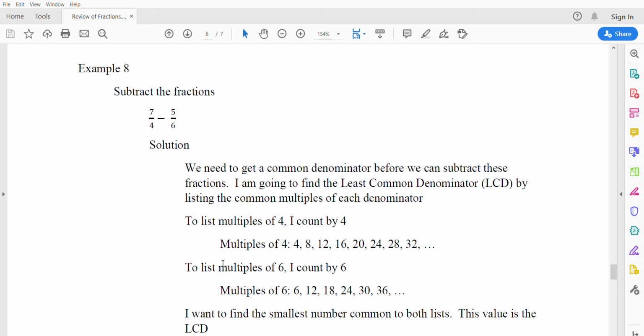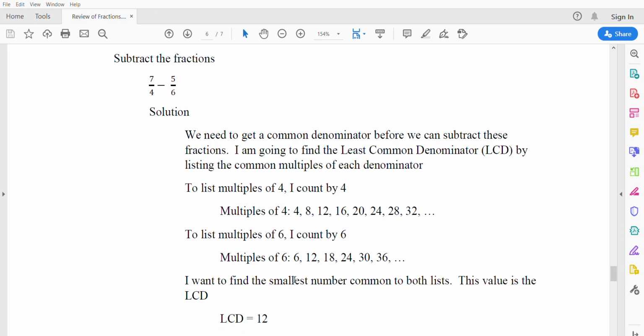I'm now going to list the multiples of 6. I'm going to count by 6, so that gives me 6, 12, 18, 24, 30, and 36. Well, I want to find the smallest number common to both lists. This value is the LCD, the least common denominator. The smallest value common to both of these lists happens to be 12. So the least common denominator, the LCD, of those two fractions is going to be 12.